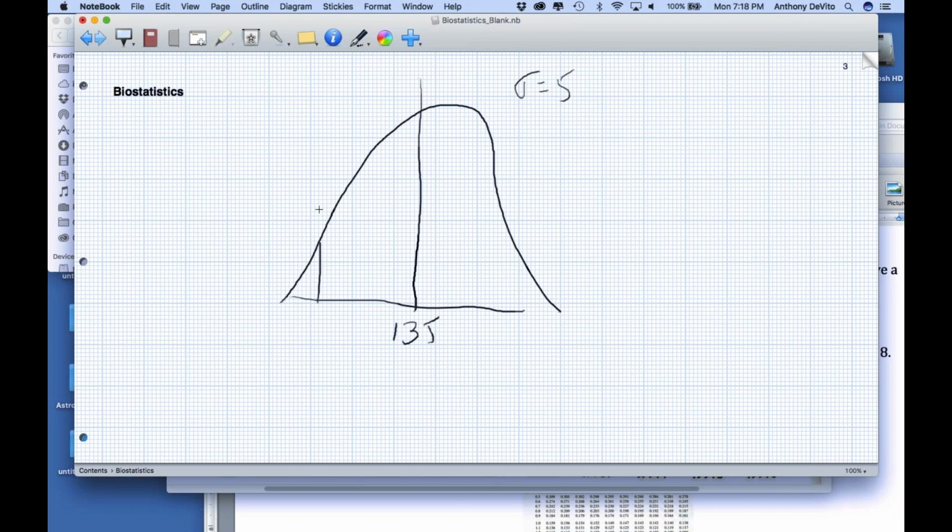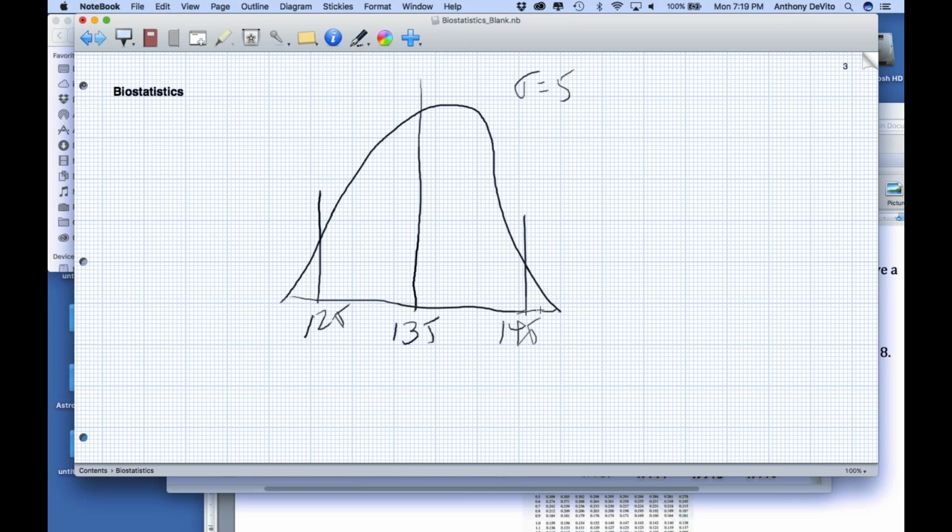We would expect 95% of the people in this population to have a cholesterol between 125 and 145. Make sense to everybody? 2 standard deviations above, 2 standard deviations below.